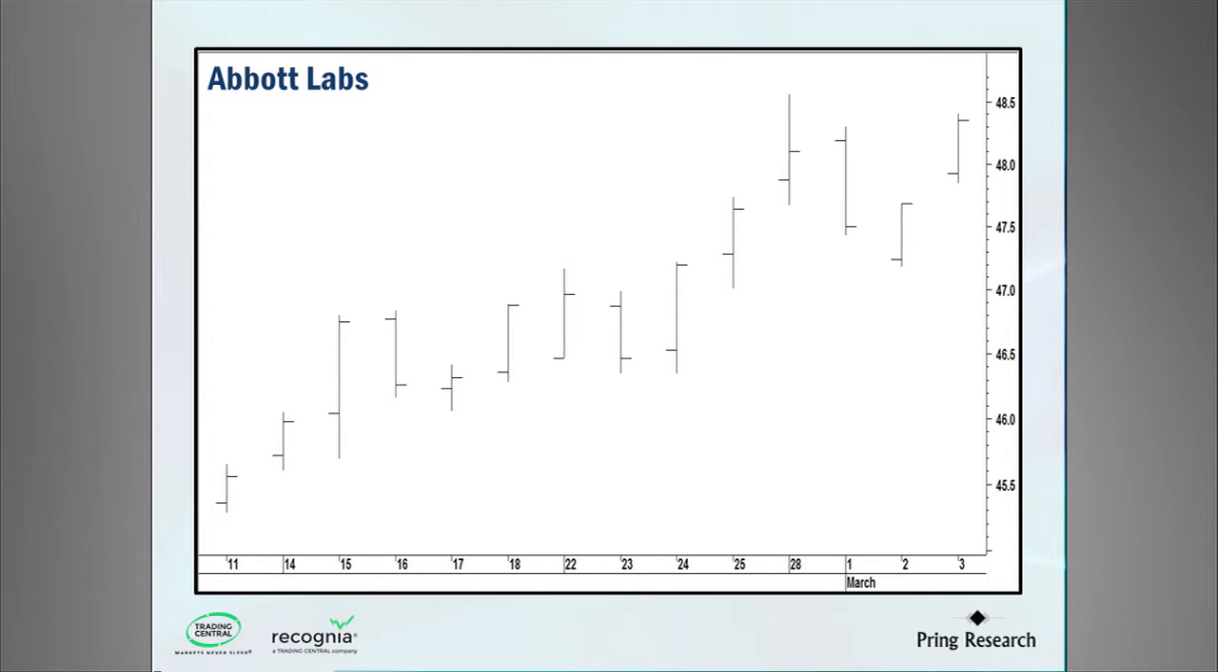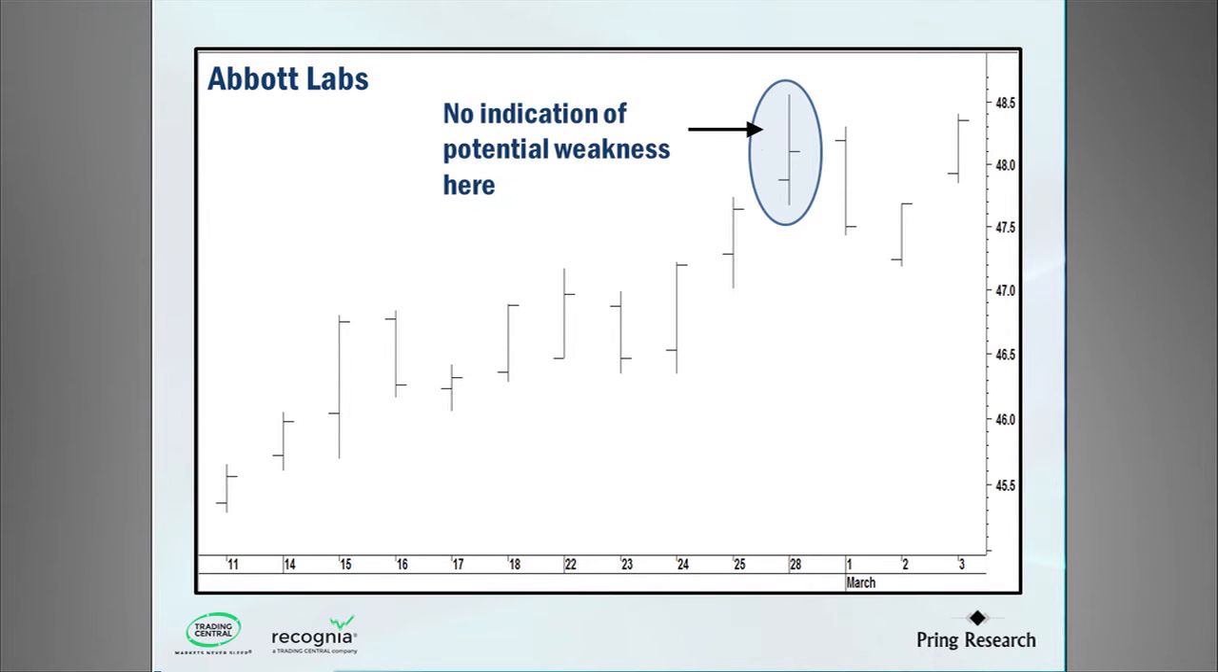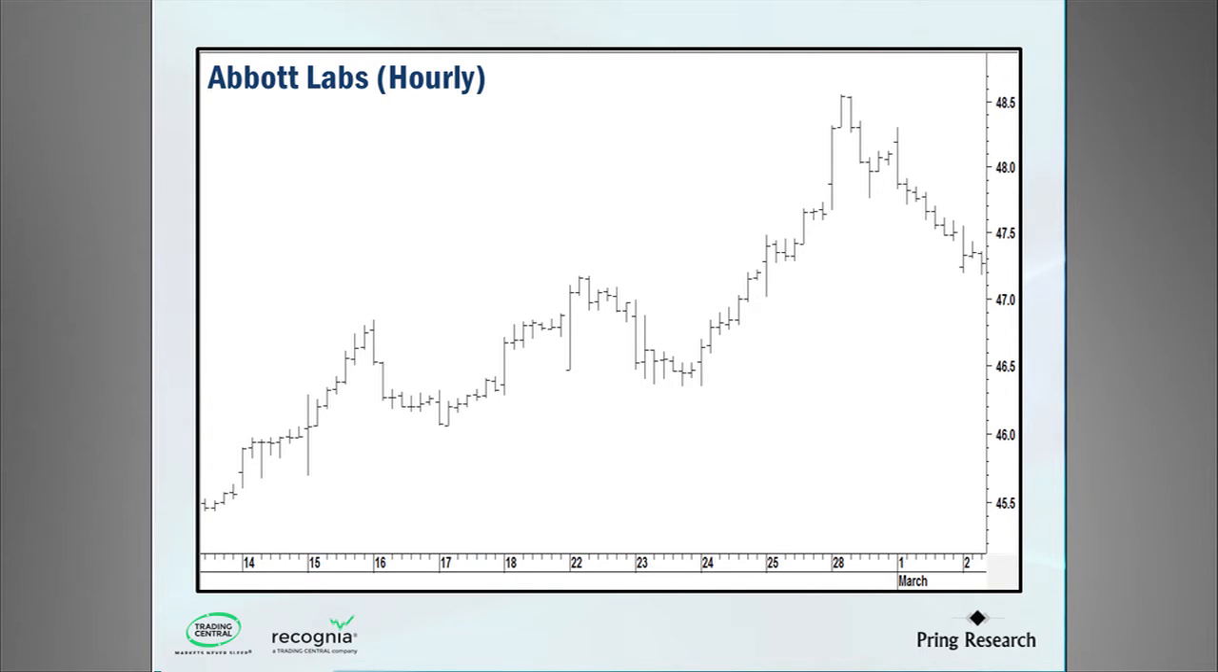Here's a daily chart for Abbott's Labs. Not much going on inside of that ellipse. Nothing to suggest that prices might be weak for a couple of days. Now let's look at the same period, but this time with an hourly chart. Now you can see that a sharp rally preceded a 2-bar reversal. That reversal indicated potential weakness for 5 to 10 bars, hours in this case.